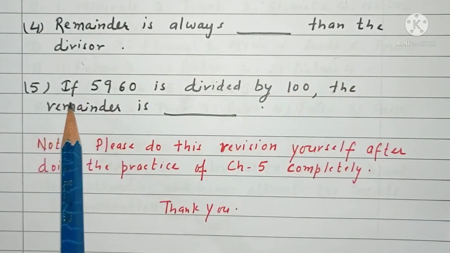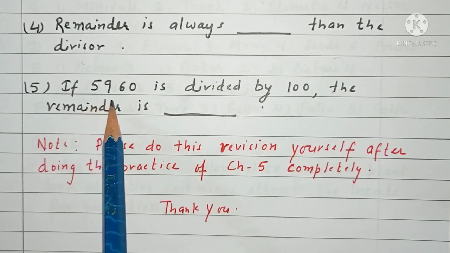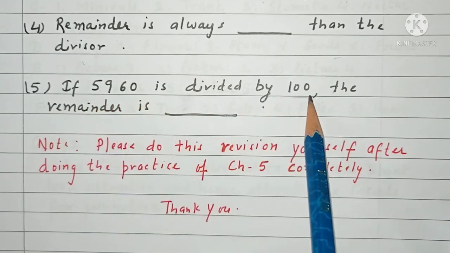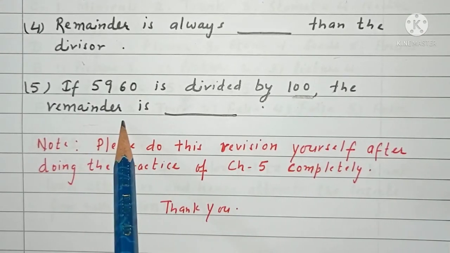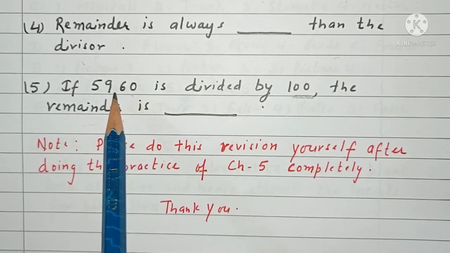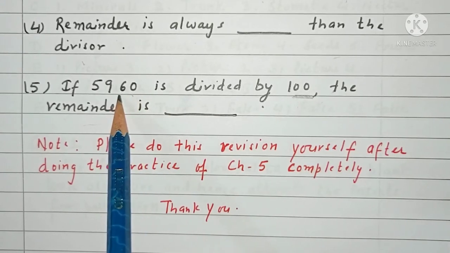And in the fifth part, if 5960 is divided by 100, this is the division by 100, what will be the remainder? When any number is divided by 100, the remainder is the digit at the ones and tens place. So here I have made you arrive at the answers.